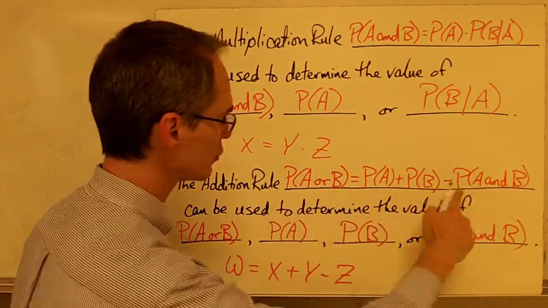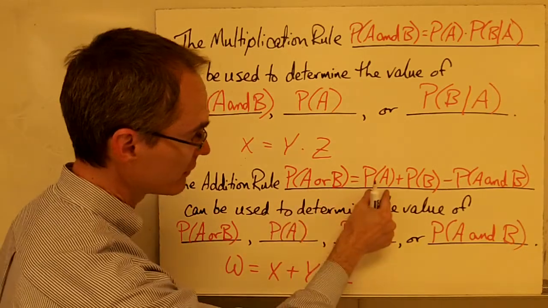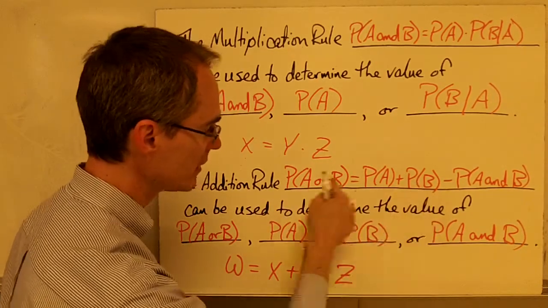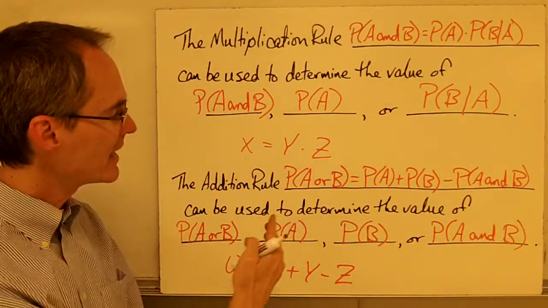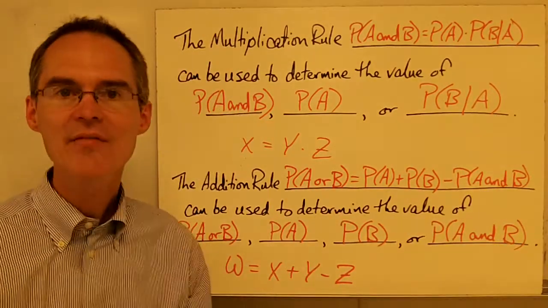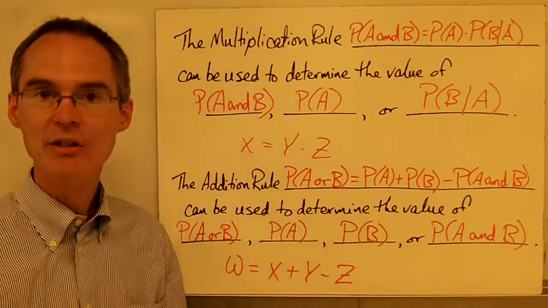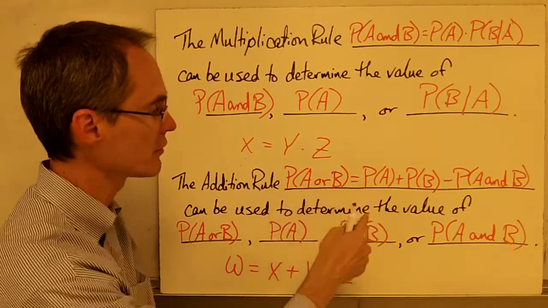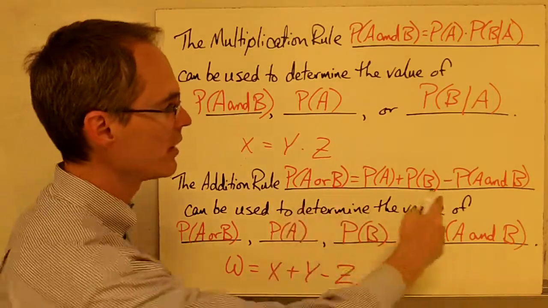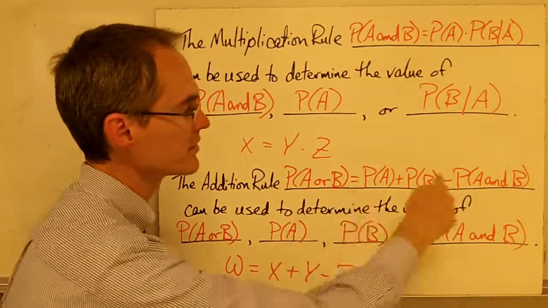If I know my addition rule, and if I know the value of this quantity, and this quantity, and this quantity, I could plug all those in and find the value of this quantity. And notice that I can do that even if I don't know anything about what event A and event B actually are. If all I have is numerical values for these, I can still come up with a numerical value for any one of the missing pieces of this formula.